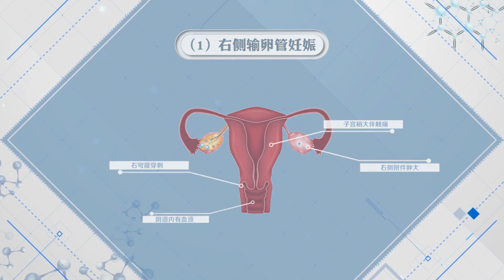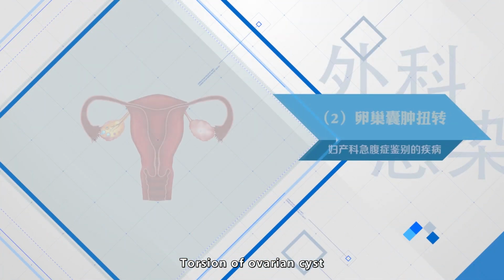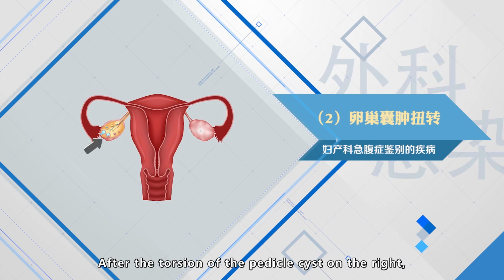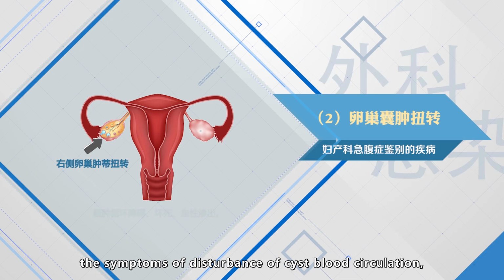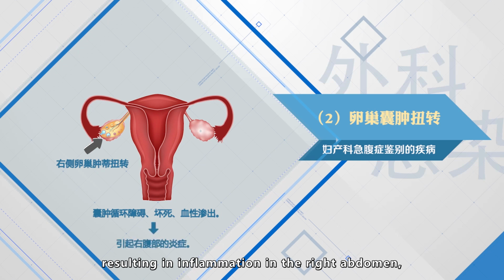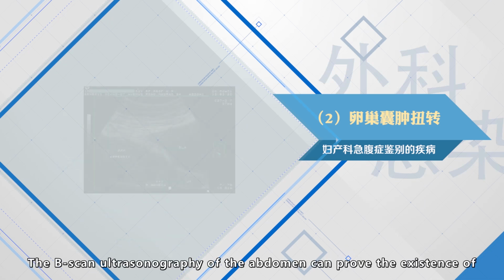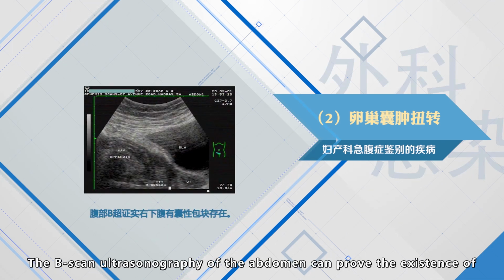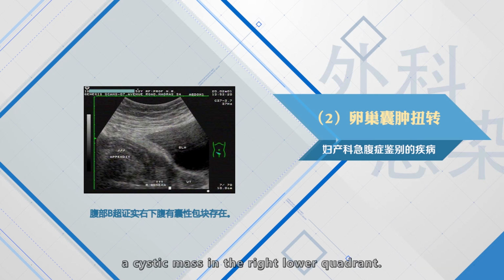Torsion of ovarian cyst. After the torsion of the pedicle of a cyst on the right, disturbance of cyst blood circulation, necrosis, and hemorrhagic effusion present, resulting in inflammation in the right abdomen similar to appendicitis. The B-scan ultrasonography of the abdomen can prove the existence of a cystic mass in the right lower quadrant.